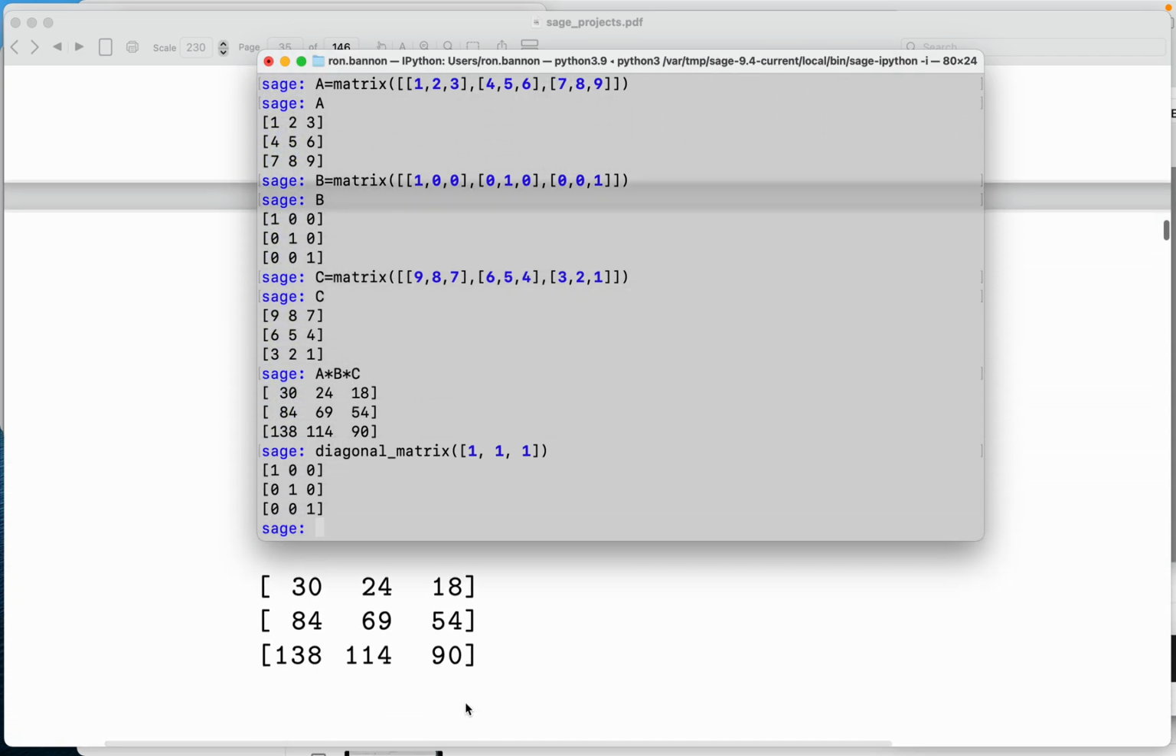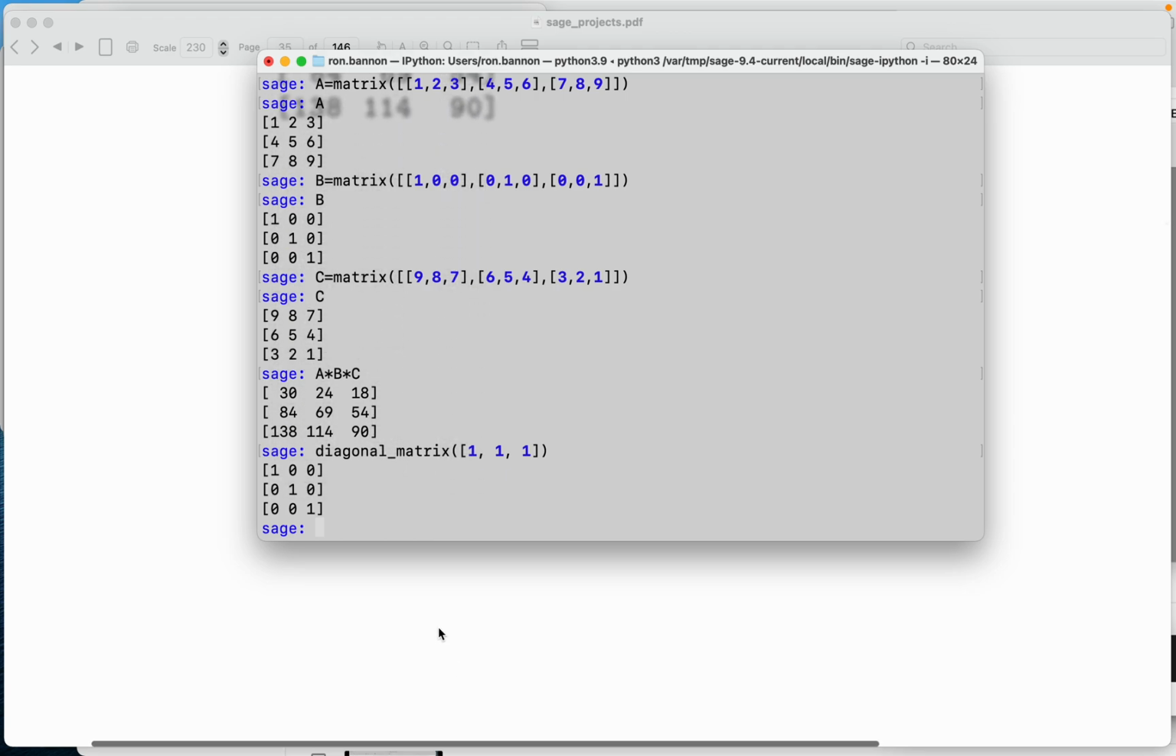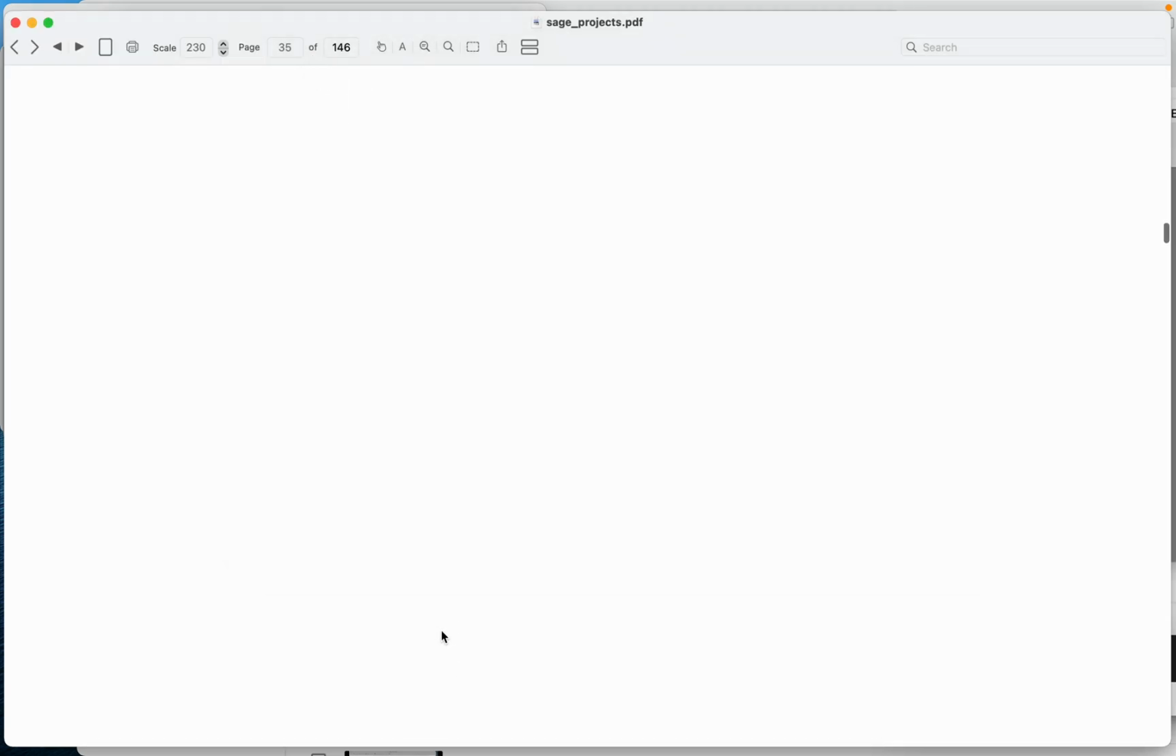It certainly gives us the result that we're expecting. All right, so I think that pretty much closes it out. And certainly matrix algebra in a computer is a lot easier.